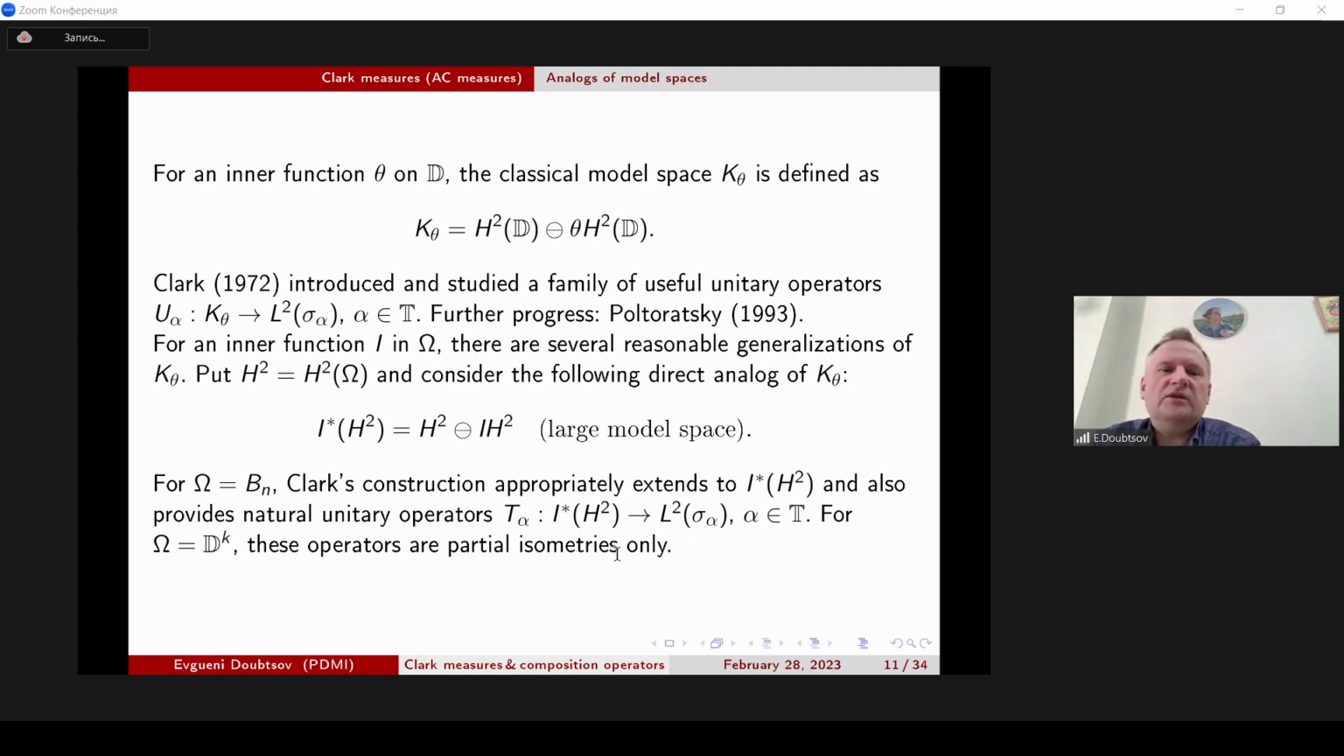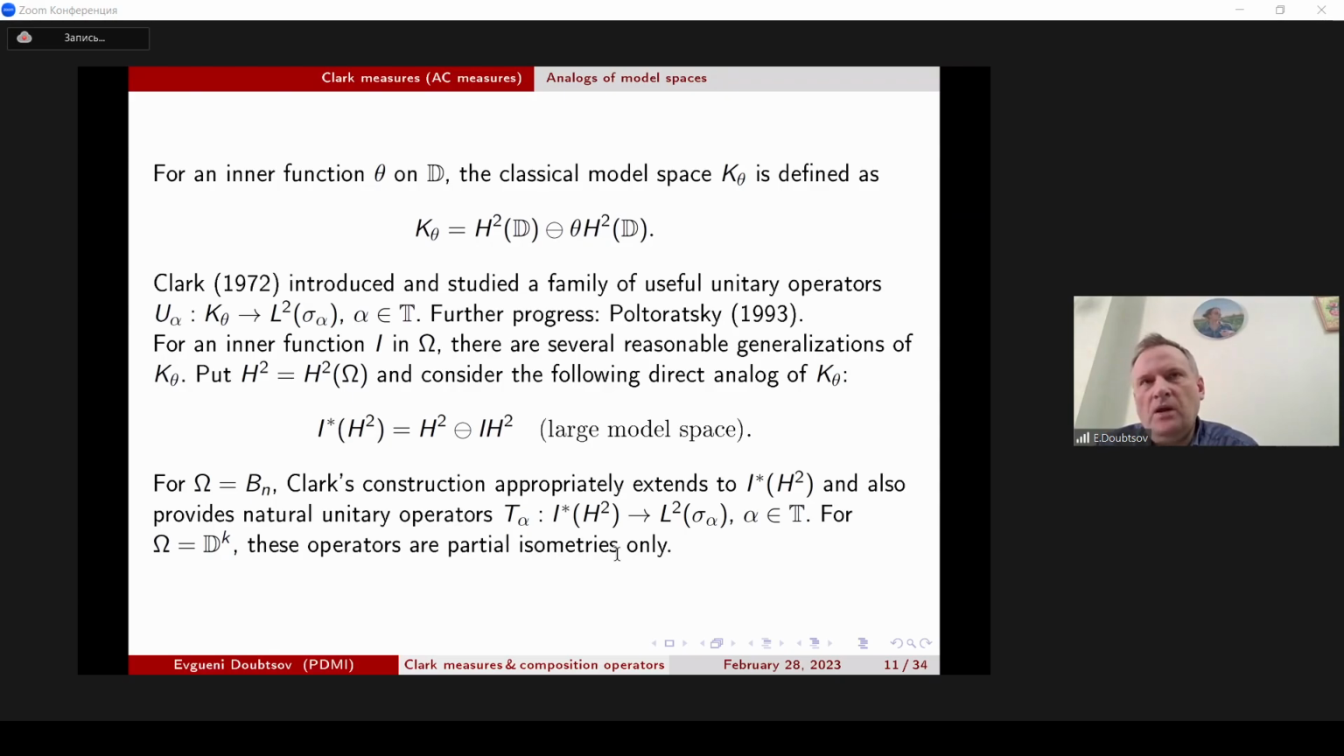Well, in several variables, the situation is more complicated, but at least the first part, and in some cases the Clark construction, still works. But the main issue here is that for an inner function capital I in the domain omega, there is no canonical way to define a direct analog of the space K theta. Well, I'll mention just the most obvious one. So we consider H2, this is just H2 of omega. And the most direct analog is again the orthogonal complement of capital I H2 in H2.